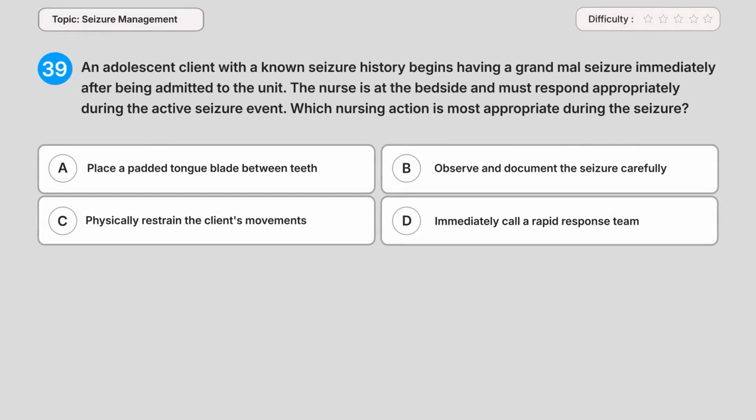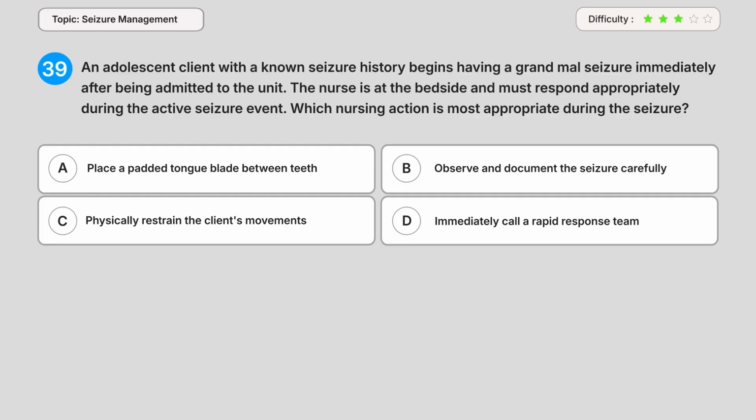39. An adolescent client with a known seizure history begins having a grand mal seizure immediately after being admitted to the unit. The nurse is at the bedside and must respond appropriately during the active seizure event. Which nursing action is most appropriate during the seizure?